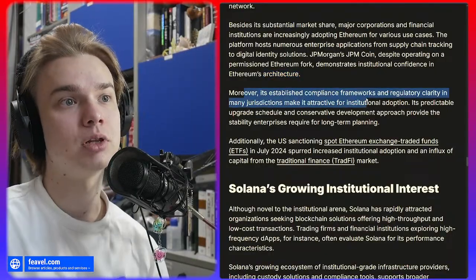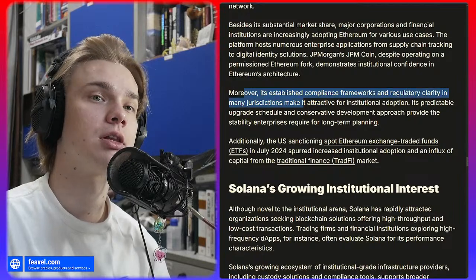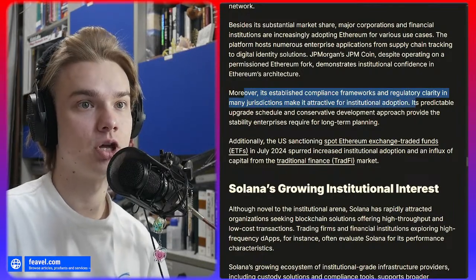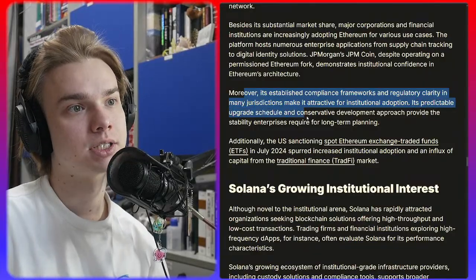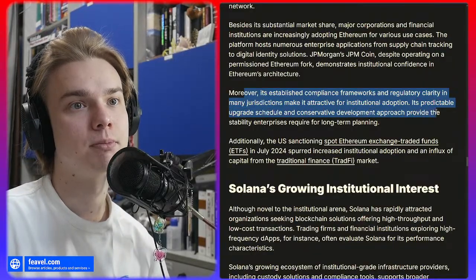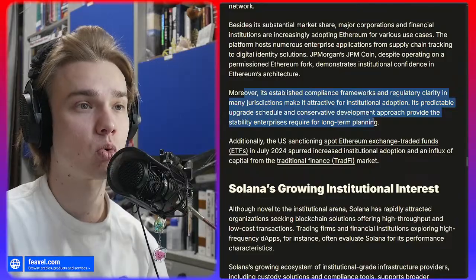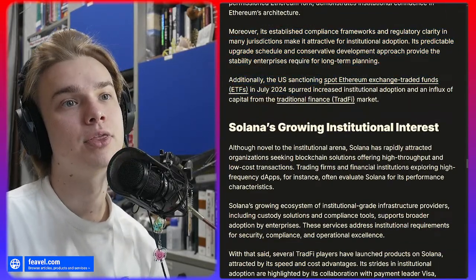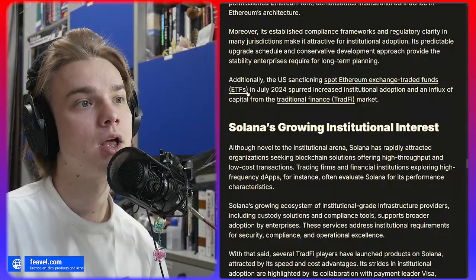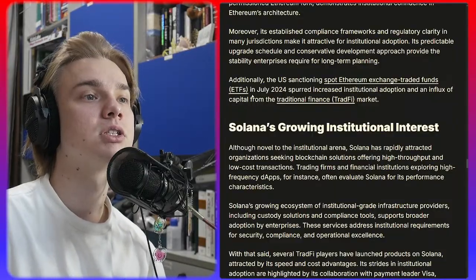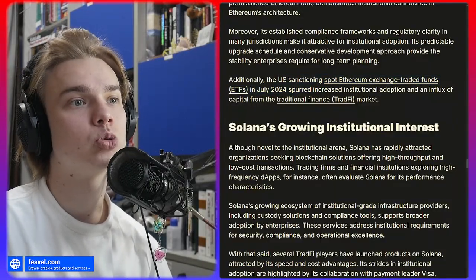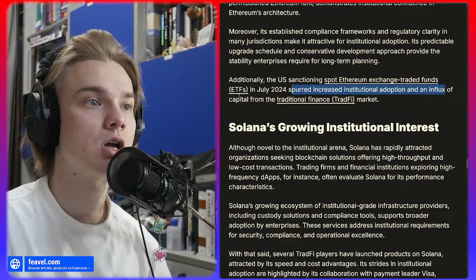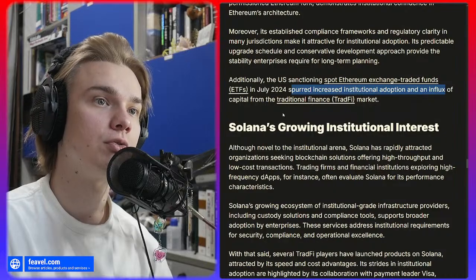Moreover, its established compliance framework and regulatory clarity in many jurisdictions make it attractive for institutional adoption. Its predictable upgrade schedule and conservative development approach provide the stability enterprises require for long-term planning. Additionally, the U.S. sanctioning spot Ethereum exchange traded funds, basically ETFs, in July 2024, spurred increased institutional adoption and an influx of capital from the traditional finance market.